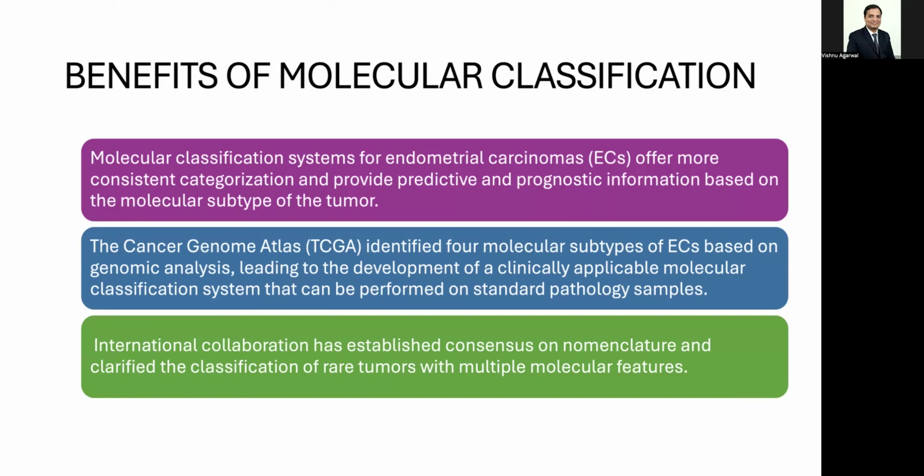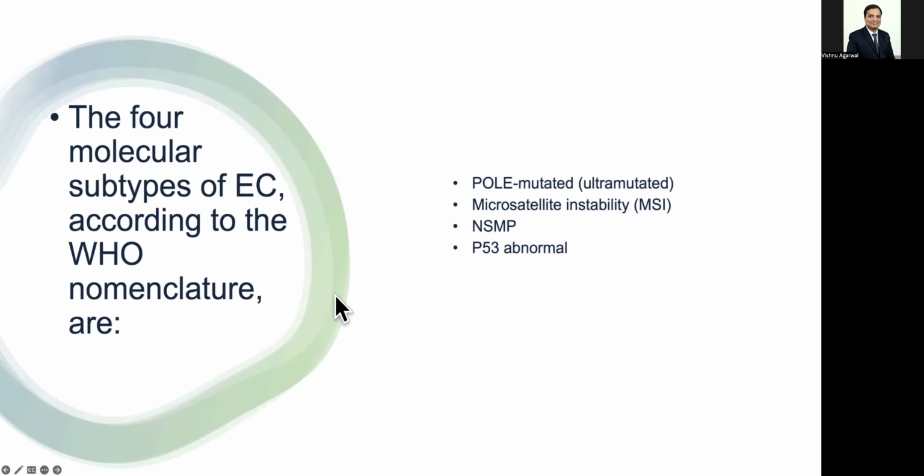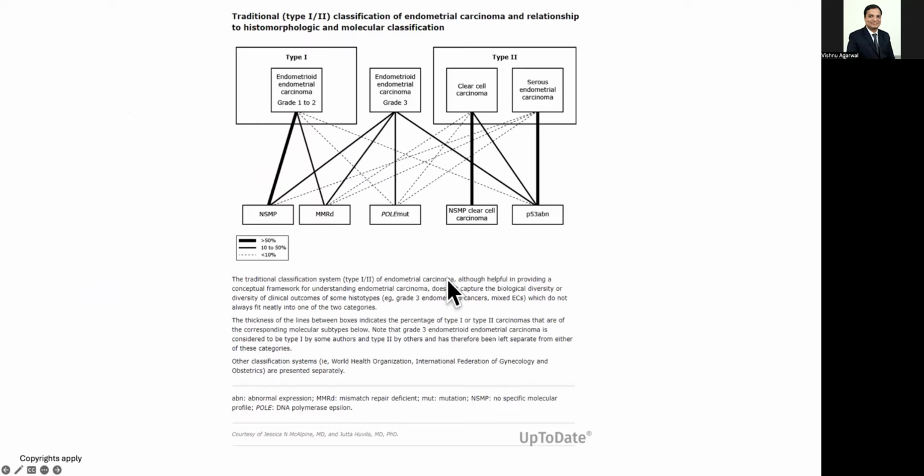There are four molecular subtypes which have been identified, and this testing is performed on standard pathological samples. The four types are POLE mutated, MSI, NSMP, and P53 abnormal. I will be discussing every one.